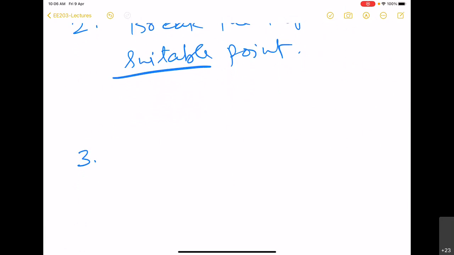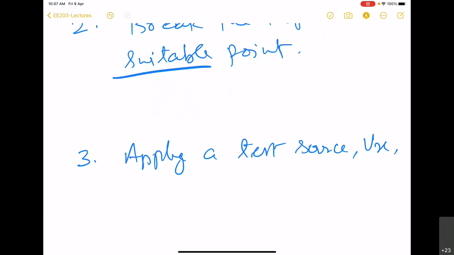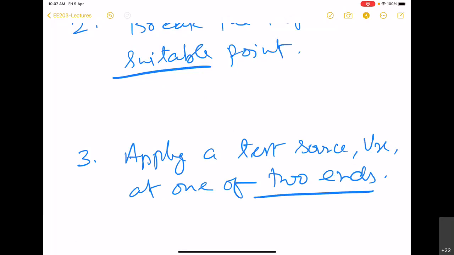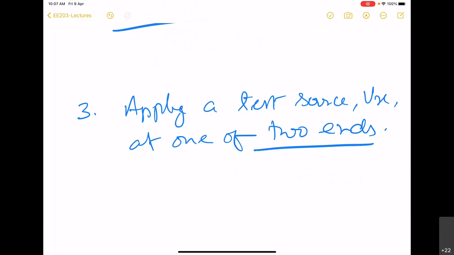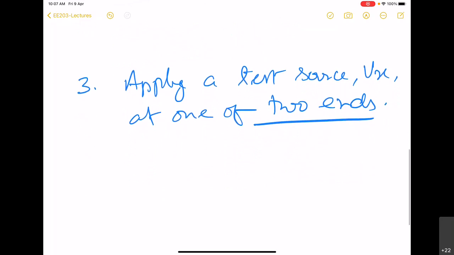So once we have broken the loop, we apply a test source, say Vx, at one of the two ends. Here also we will have to be careful about how to pick one out of those two ends. They cannot be arbitrary.